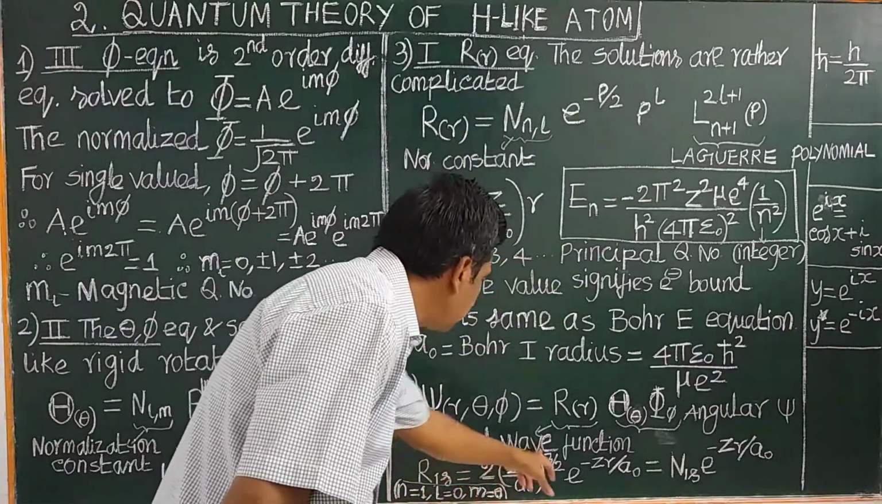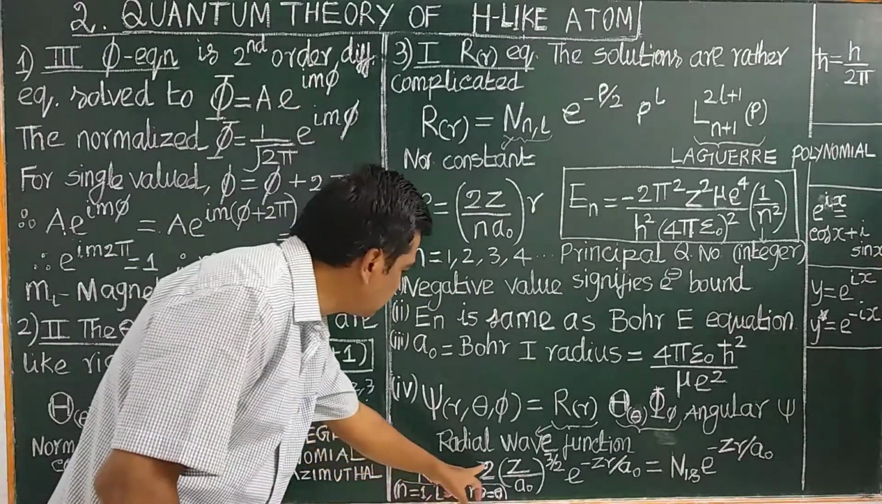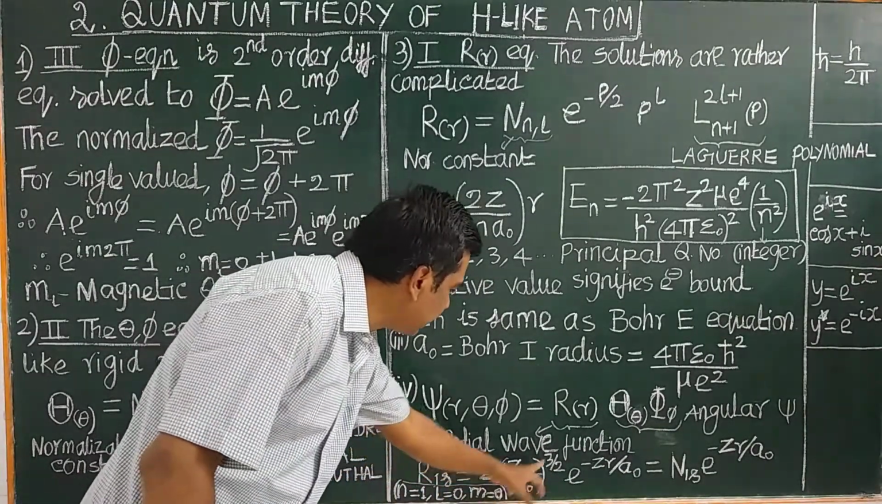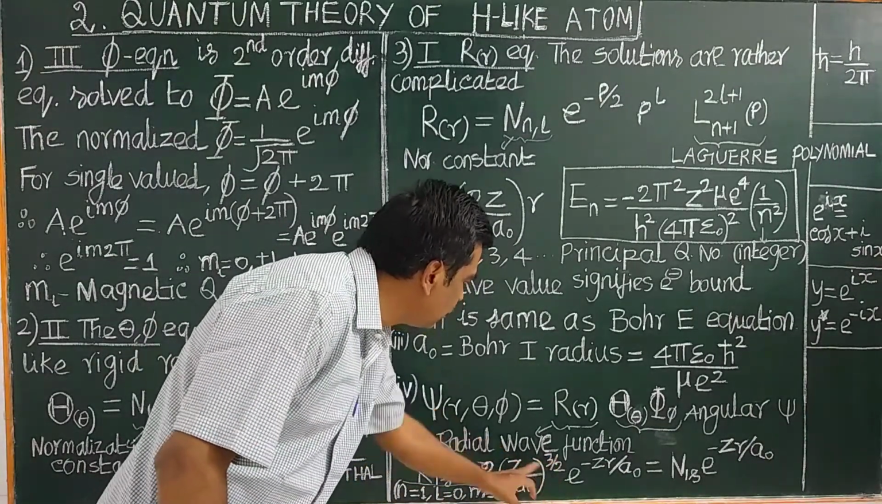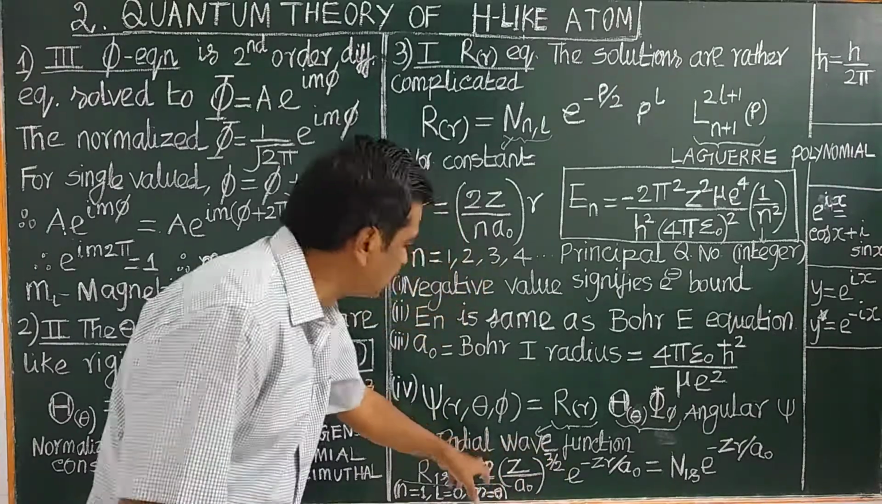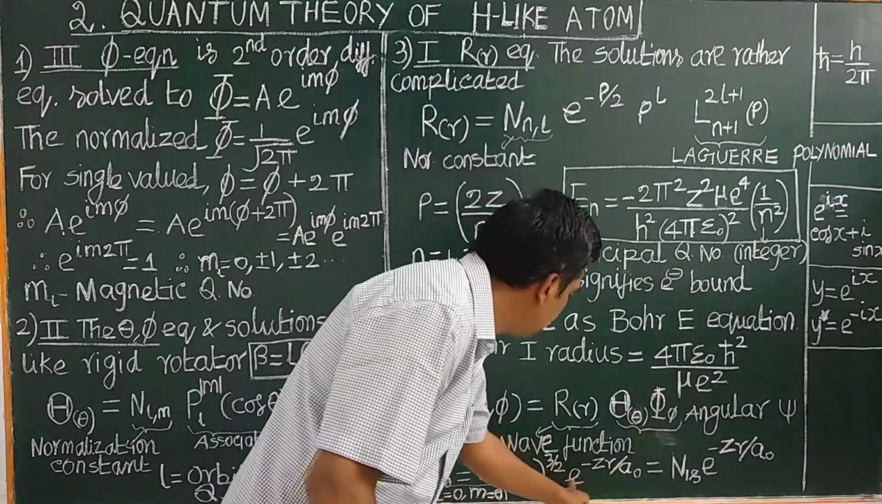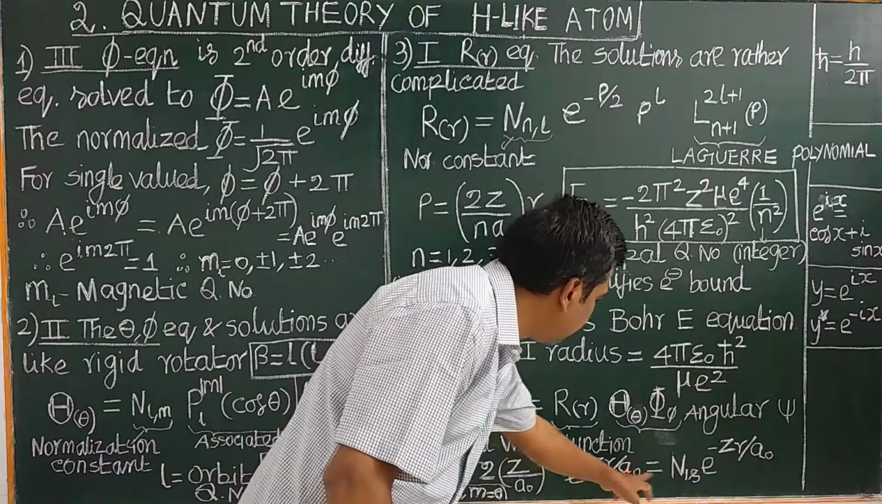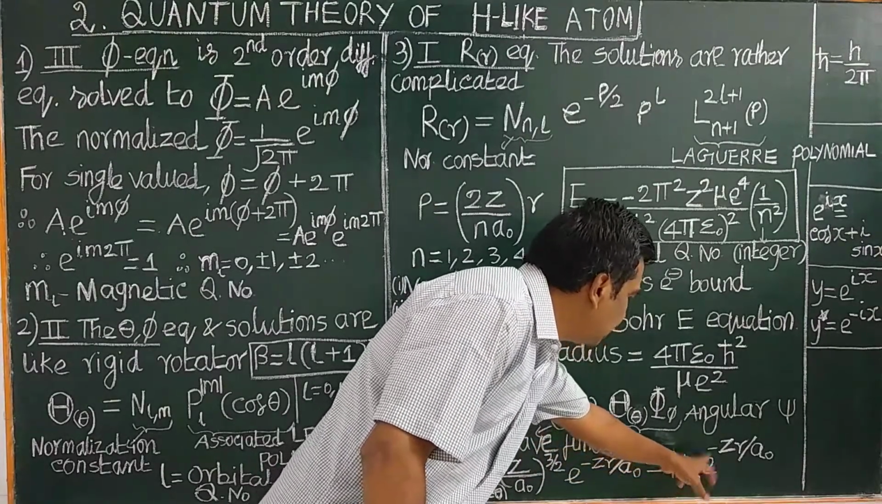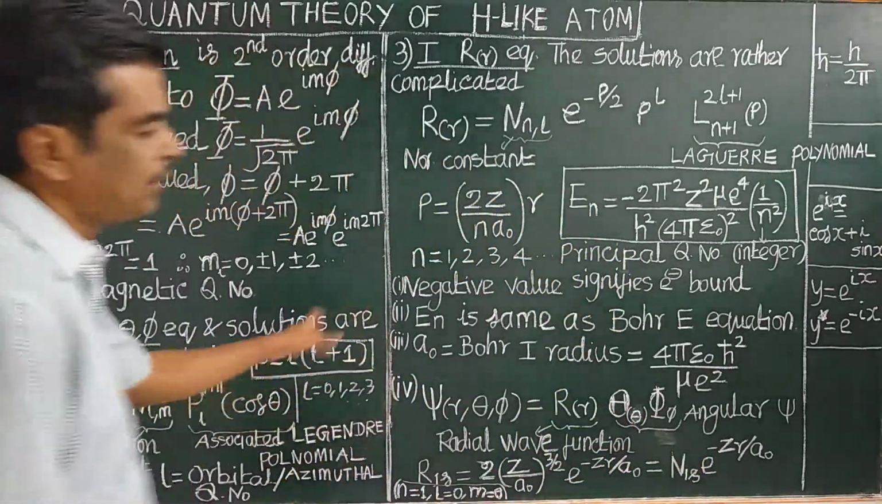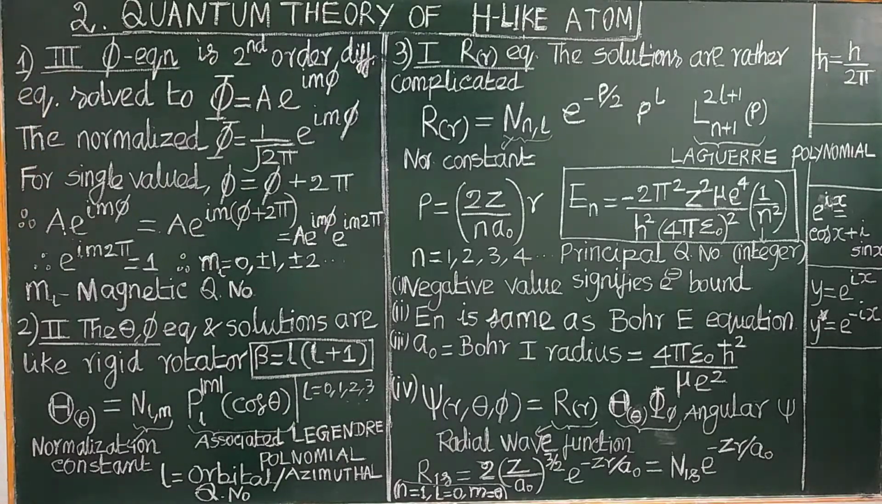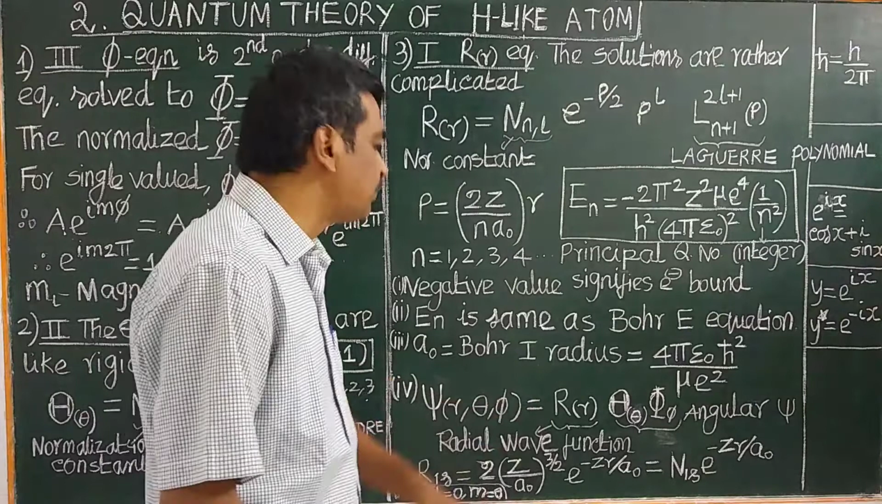The radial wave function is obtained as follows: R_1s equals 2 into (Z by a naught) to the power 3 by 2, this is the normalization constant, times e to the power minus Zr by a naught, that is N_1s. This will be useful for solving many problems, which we will see. Several problems were asked based on this radial wave function.